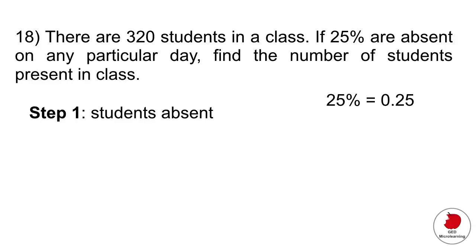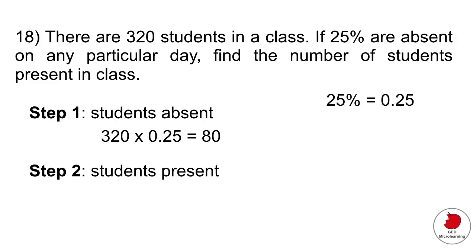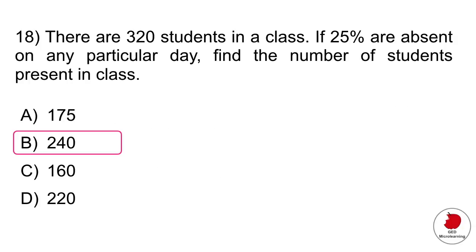So step one is you're going to find out how many students are absent by multiplying the total number of students by that 0.25. That gives you 80 students were absent. And step two would be to figure out how many students were present. So all you have to do is subtract that number that you just found from the total number of students. That gives you 240, which is option B.